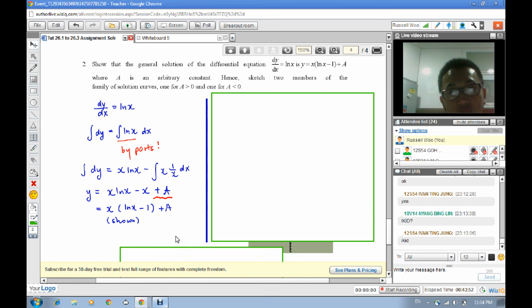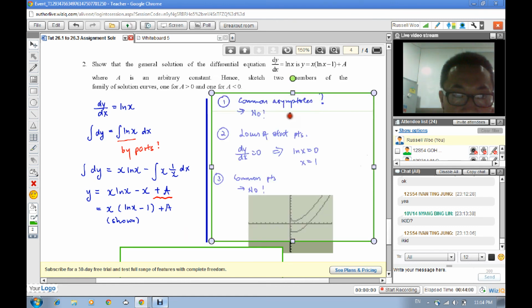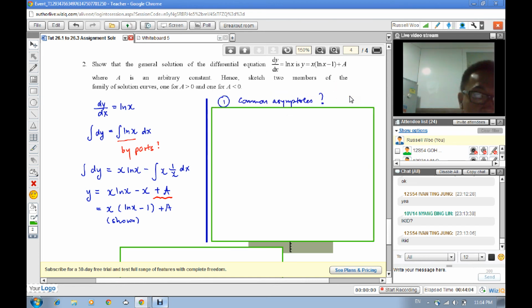Hand sketch 2 members, one for A positive, one for A negative. So we go through the exercise. Are there any common asymptotes? Common asymptotes means you look at the equation, as x tends to infinity, does y tend to a common straight line? You have to look at your general solution. Answer is yes or no. Any common asymptotes?